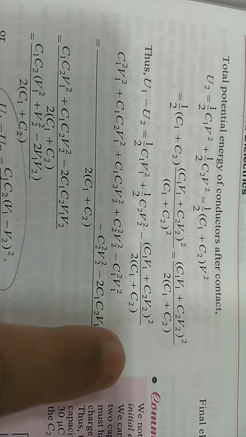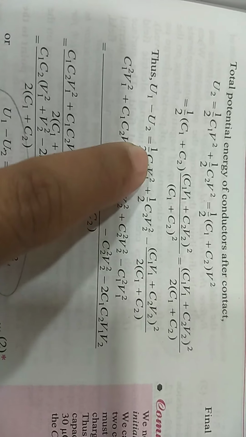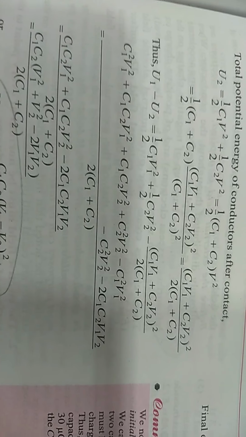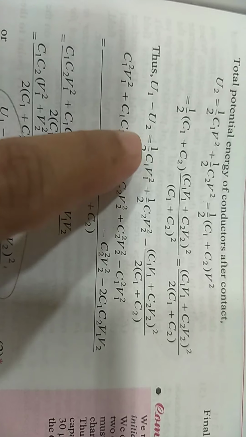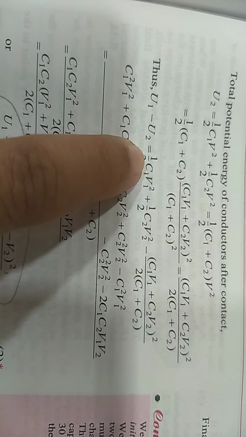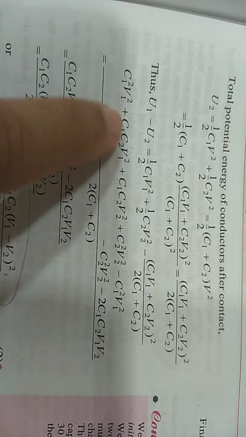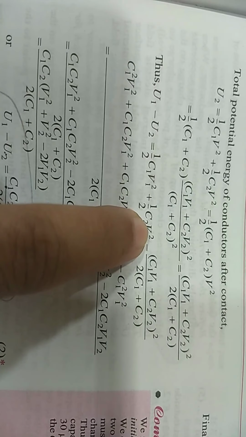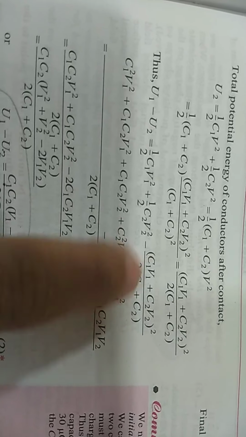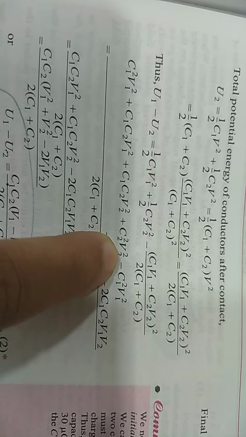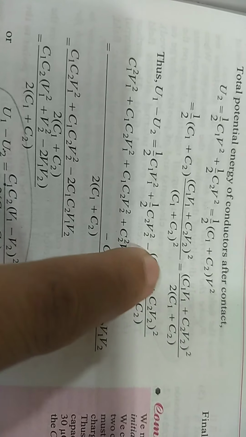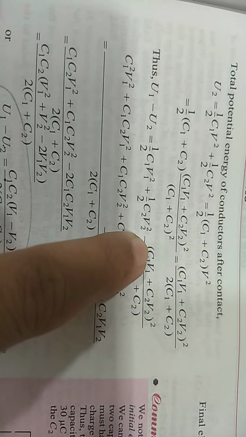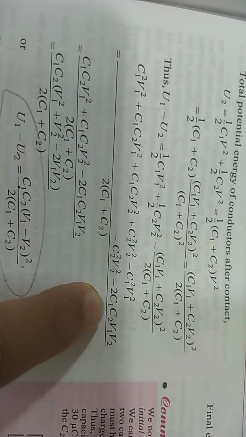just by taking the LCM, this 2 (C1 plus C2) will be multiplied with this, and you are opening the bracket, so this 2 and this half will get cancelled, and this C1 will be multiplied here, so C1 square V1 square. Then this C2 will be multiplied here, so C1 C2 V1 square. Again this C1 will be multiplied, C1 C2 V2 square. Again this C2 will be multiplied, C2 square V2 square, minus open this bracket, (A plus B) whole square, A square plus B square plus 2AB. There is a minus sign before that, so all these three terms are minus.